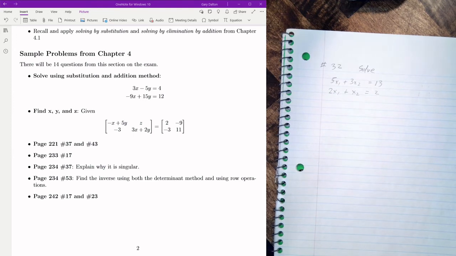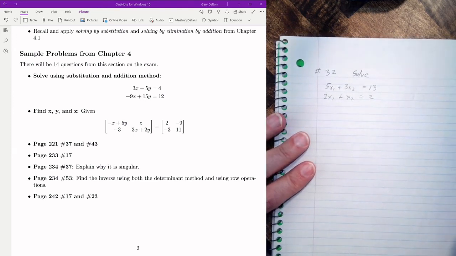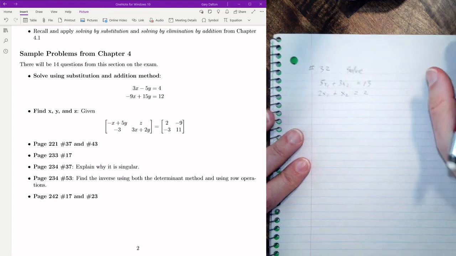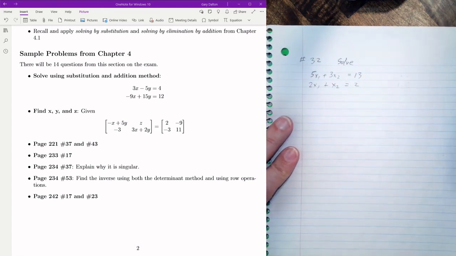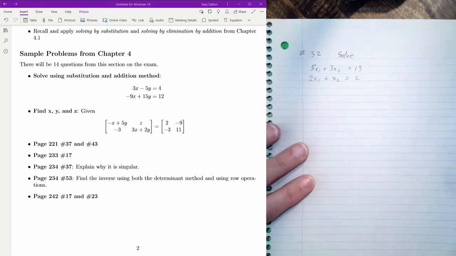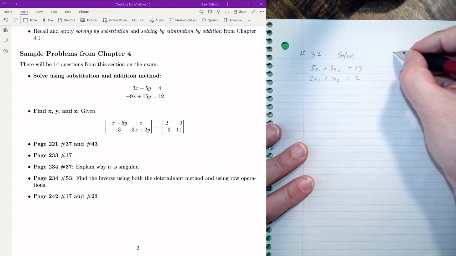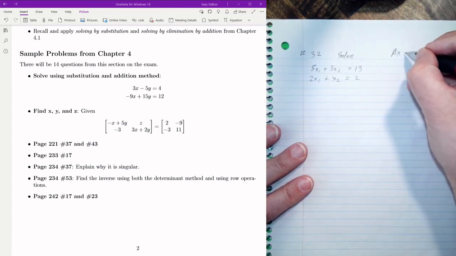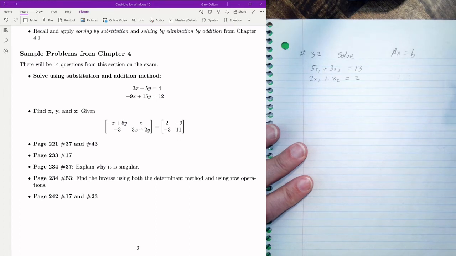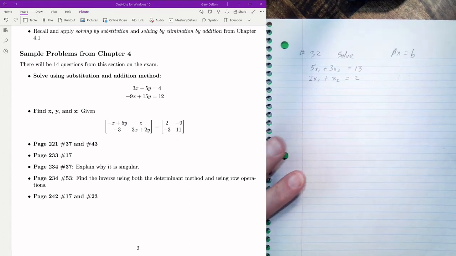And I'm going to do this two different ways. I'm going to use matrices. We're not doing substitution or addition by elimination or any of that. We're going to use matrices. We can set this up as a matrix equation, or we can set it up as an augmented matrix. And I'm going to do it both ways.